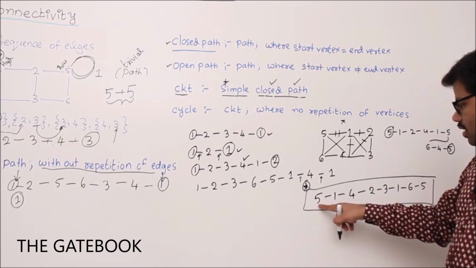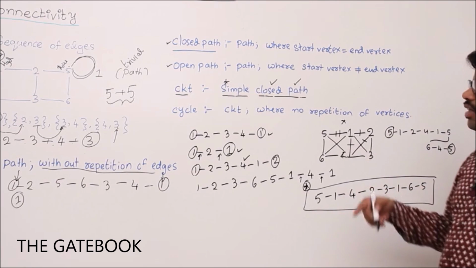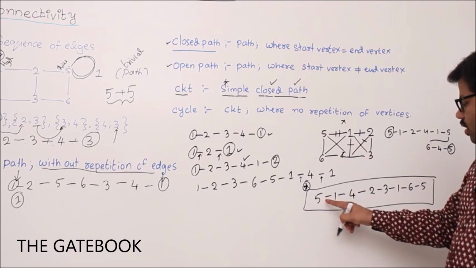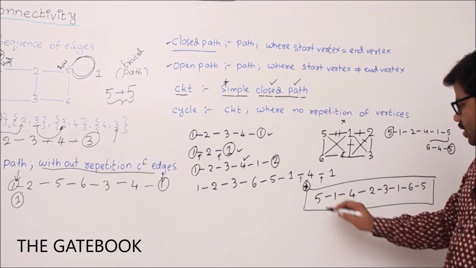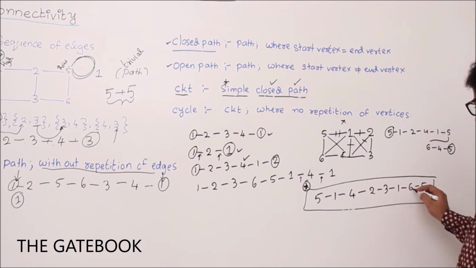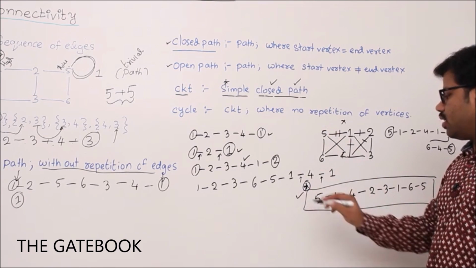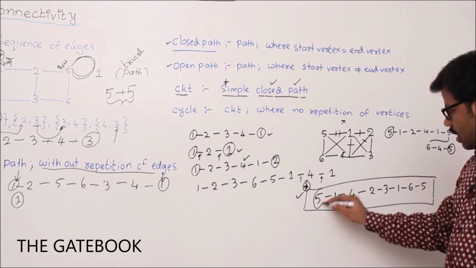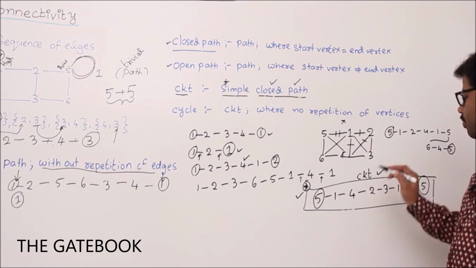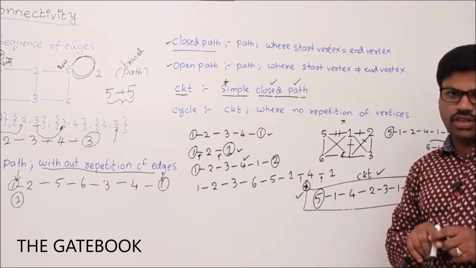Okay. Start. 5, 1, 4, 2, 3, 1, 6, 5. Is it a simple path? We will see. For that, no repetition of edges. 5, 1, 1, 4, 4, 2, 2, 3, 3, 1, 1, 6, 6, 5. I don't see any repetition of edges. That's why it is a simple path. And is it closed? Yes, starting equal to ending. So that's why it is a circuit. Simple closed path. In that way, you can understand about circuit.